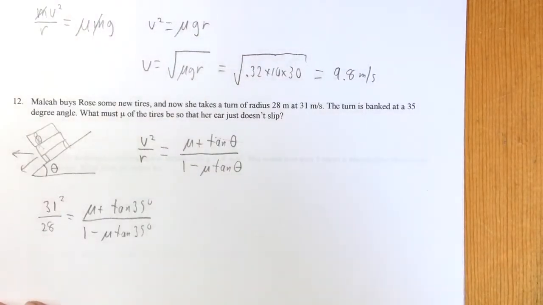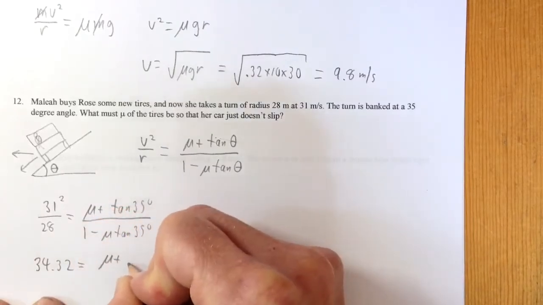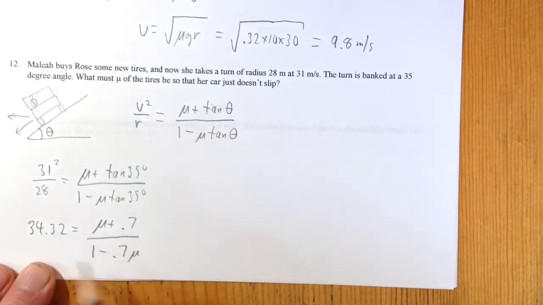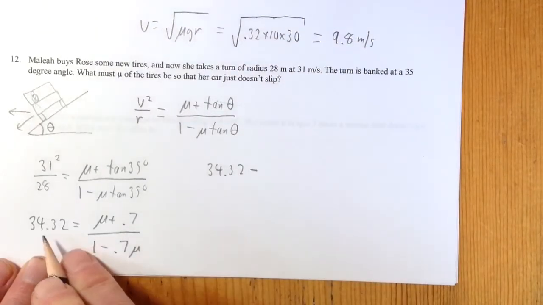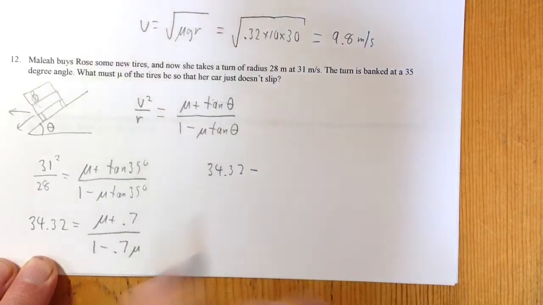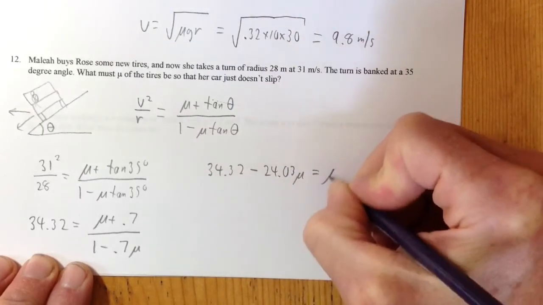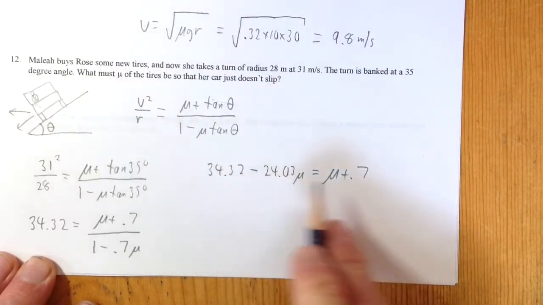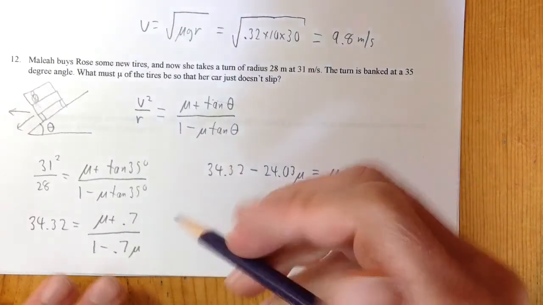And 31 squared divided by 28 is 34.32. So 34.32 is equal to mu plus 0.7 divided by 1 minus 0.7 mu. Okay, multiply both sides by the denominator. 1 times that is of course 34.32. So 34.32 minus 0.7 times 34.32, which is 24.03, so minus 24.03 mu equals mu plus 0.7. Let's put the mu's over here and the 0.7 over here. So 34.32 minus 0.7 is 33.62.